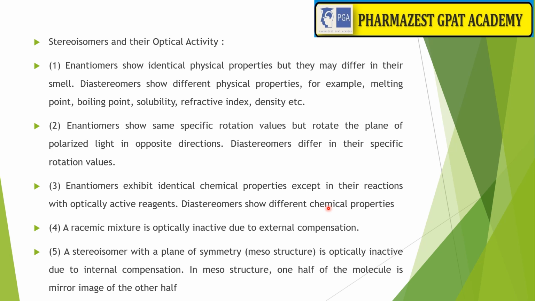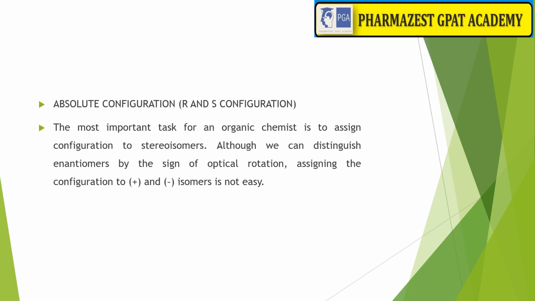A racemic mixture is optically inactive due to its composition. Okay, due to the composition in the racemic mixture, that is the presence of equal amounts of plus forms and minus forms, the resulting specific rotation will be zero. Hence, these are optically inactive. A stereoisomer with a plane of symmetry, that is meso compounds, is optically inactive due to the presence of a plane of symmetry. In a meso structure, one half of the molecule is the same as the mirror image of the other half. Okay. Next, coming to absolute configuration, that is R and S configuration.